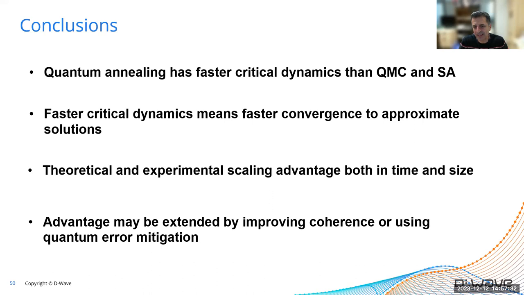And finally, with just a couple of slides, I showed you that there is a possibility to improve the coherence for some quantities, for average quantities, if you do quantum error mitigation. I thank everybody for listening, and I want to stop here and ask if there is any question.